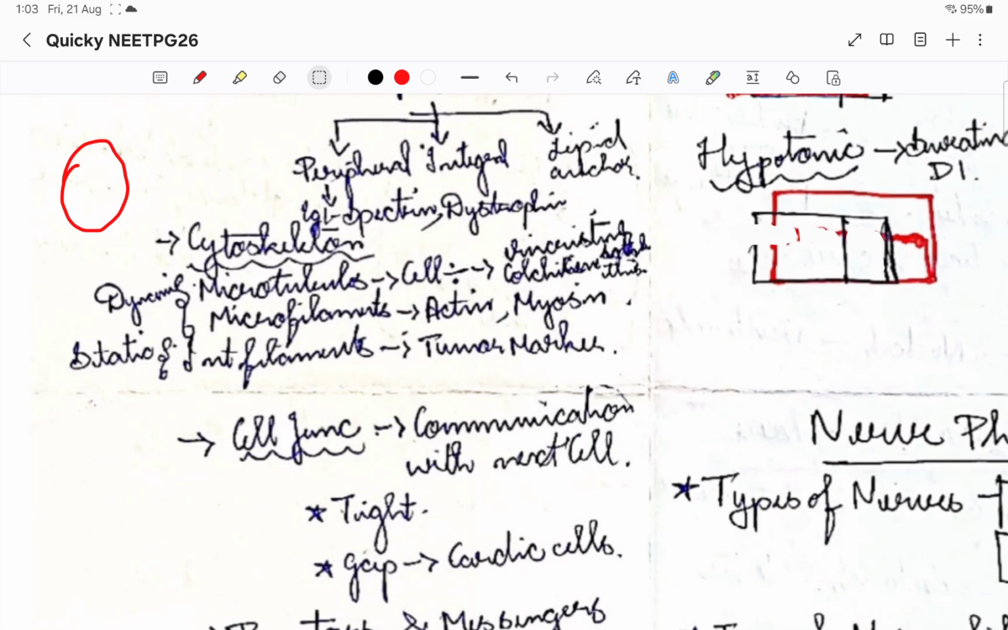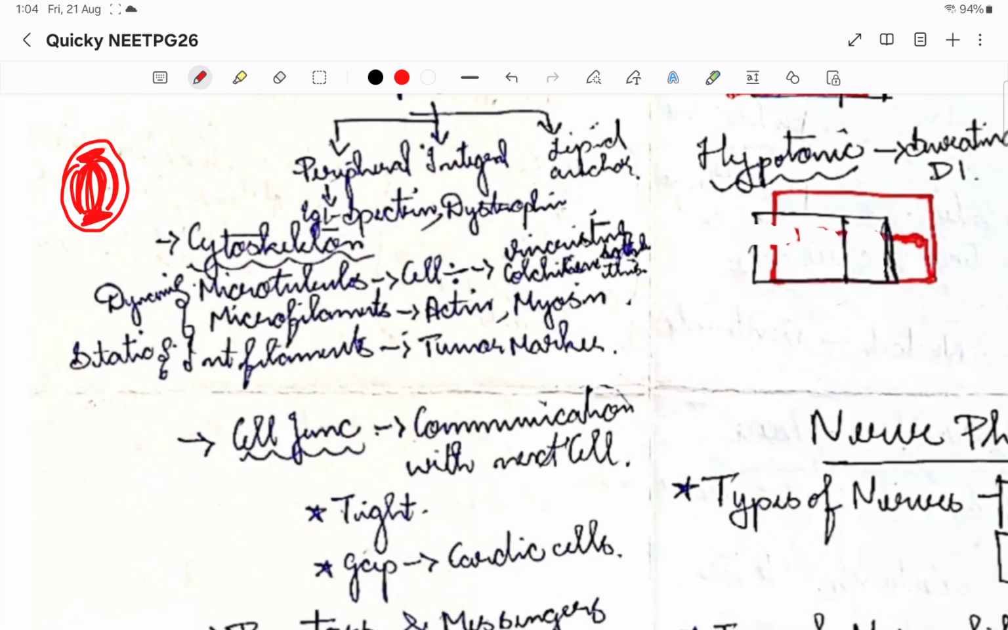Microtubules, microfilaments, and intermediate filaments. So let us see what particular function each of these cytoskeletons does. Microtubules have the function of cell division. During cell division, the chromosomes are here, and all this division of the chromosomes, from 2n to n, will be done by microtubules.